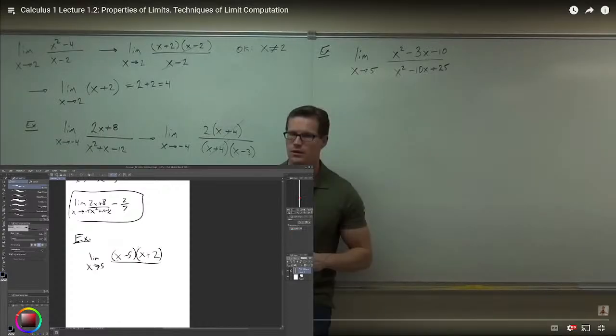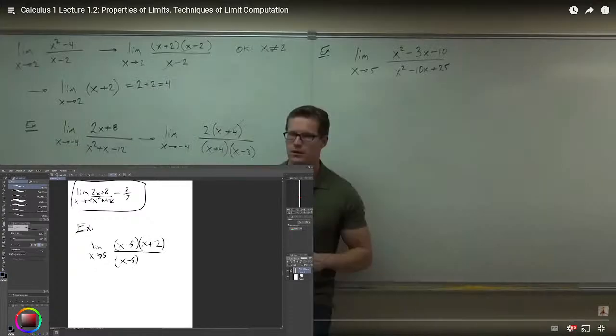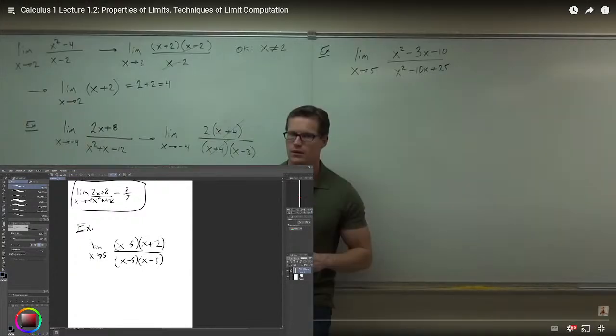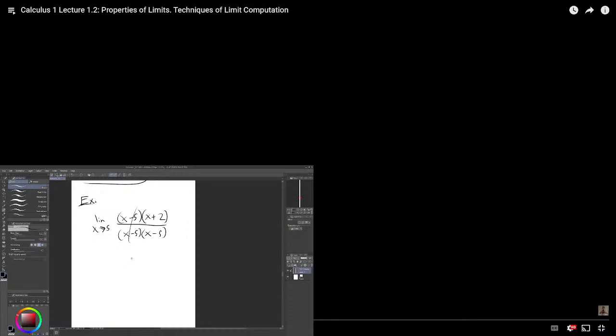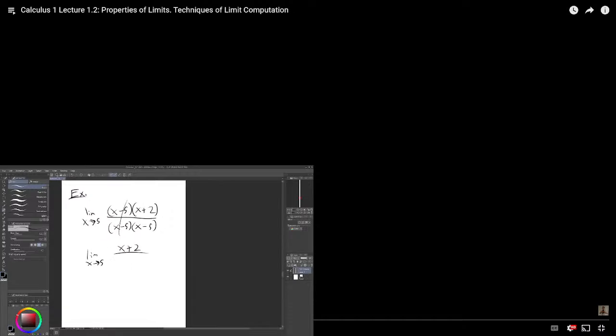x squared plus 2x minus 5x minus 10 over x minus 5. x squared minus 5x, okay. So x plus 2, the limit as x approaches 5 of x plus 2 over x minus 5, 7 over... oh, okay, I see why you picked this one. There's still a problem.